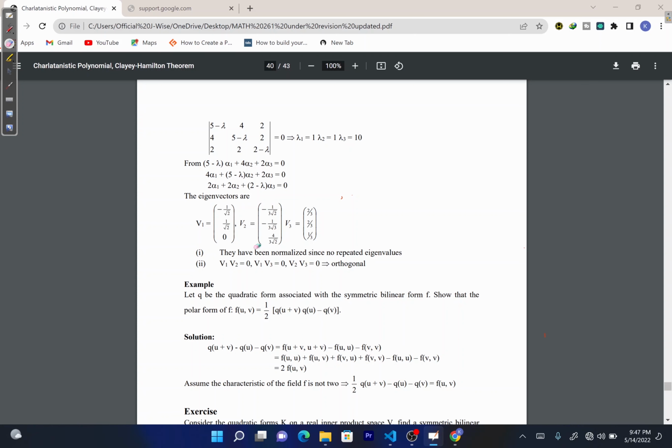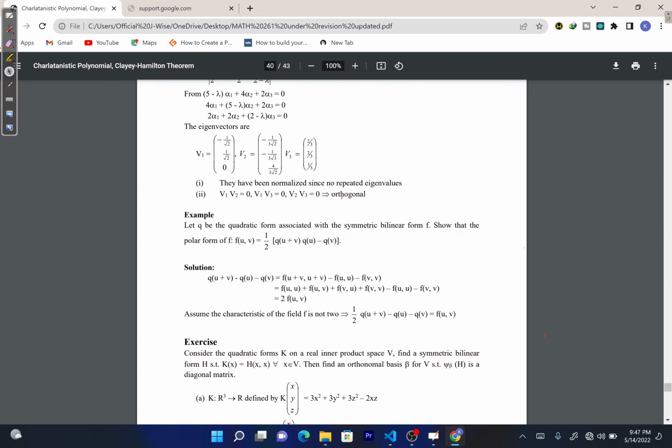Okay, so let's look at another example. We have this, that's f of u, v. You have to prove: let Q be a quadratic form associated with a symmetric bilinear form F. Show that the polar form is given by this. There should be a minus sign here.